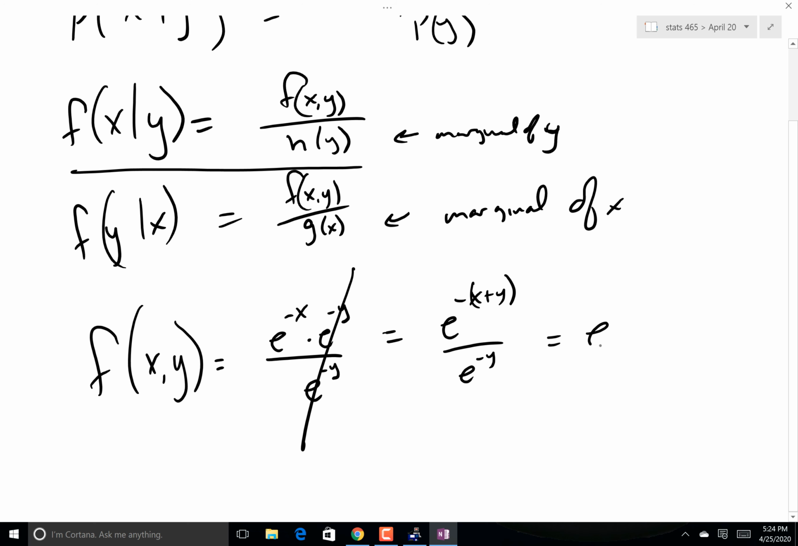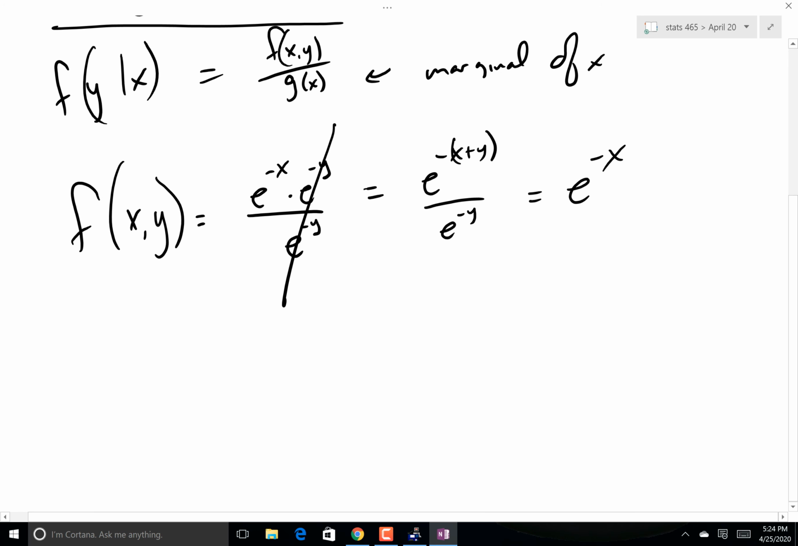And what are you left with, friends? You're left with e to the negative x. Are you with me? Isn't that pretty cool? So then if you want to solve it, just solve it. So check this problem out.